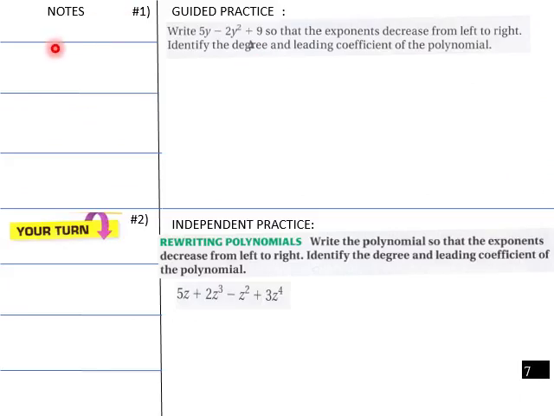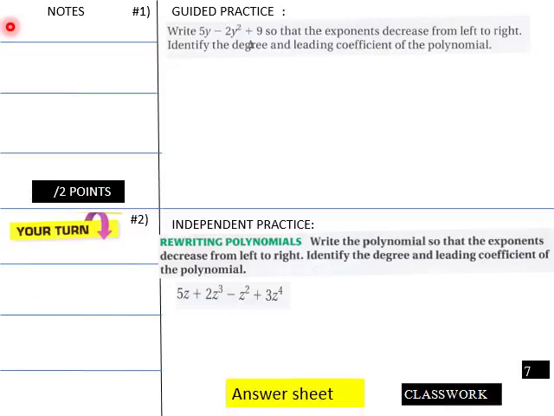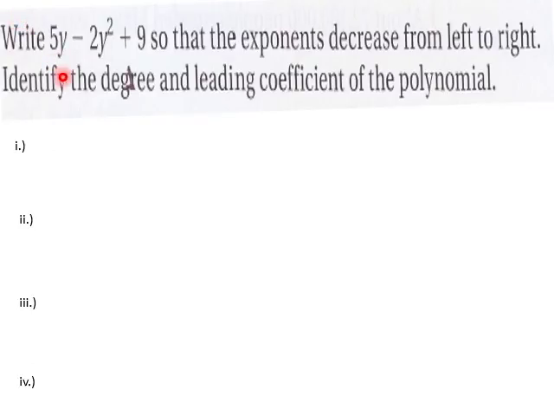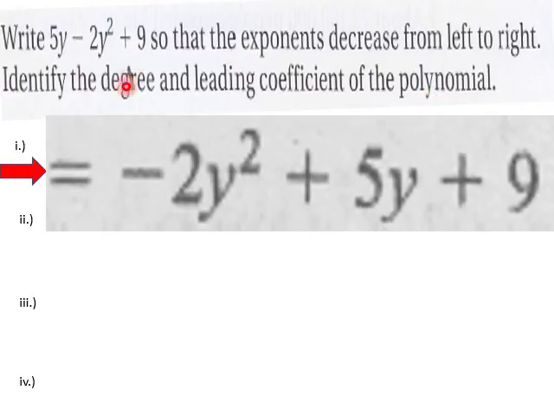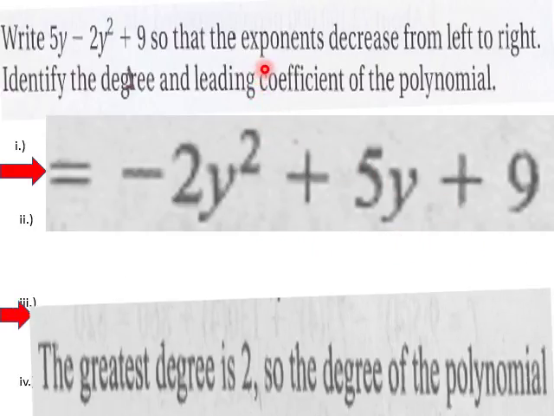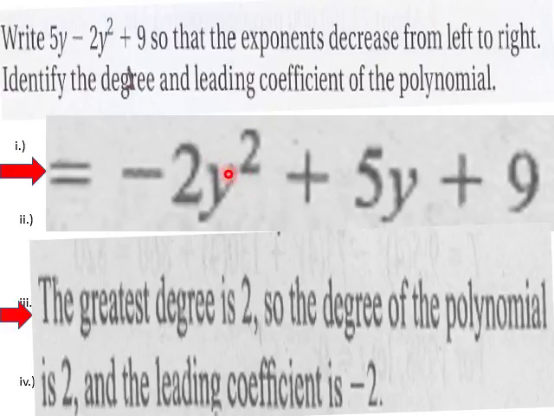Our first guided practice here on this lesson, 8.1. Write 5y minus 2y squared plus 9 so that the exponents decrease from left to right. Identify the degree and the leading coefficient of the polynomial. So here is the original polynomial. The greatest degree is 2, so the degree of the polynomial is 2. And the leading coefficient here is negative 2. Here's your leading coefficient right here.